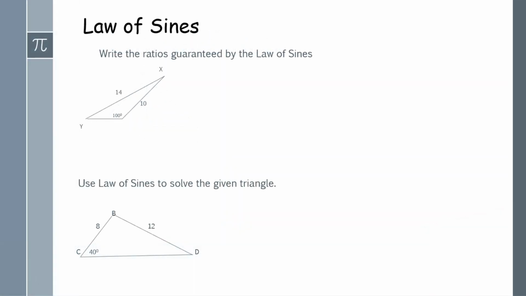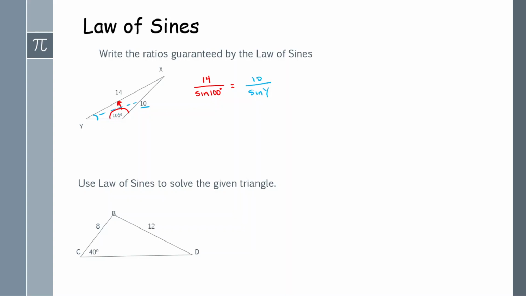So in this first triangle, let's just set up the ratio. The first thing I notice is that this 100-degree angle relates to the 14 side. So I can put 14 over the sine of 100 degrees. Okay? Then if I take angle Y, it would relate to the 10. So I can have 10 over the sine of Y. Now this sets up a proportion with only one unknown, so I could definitely find Y.